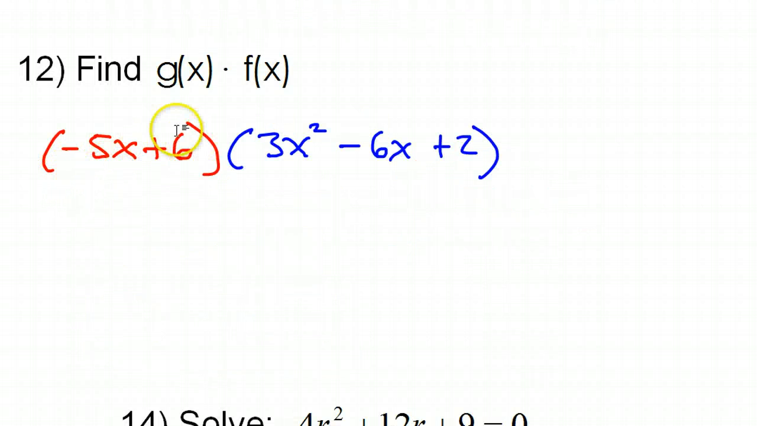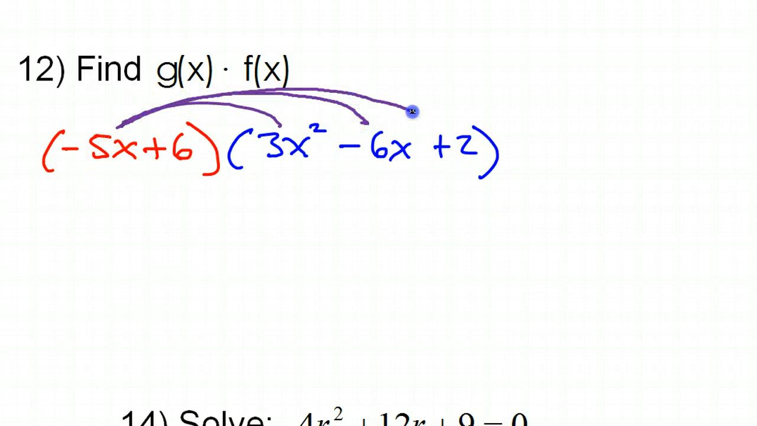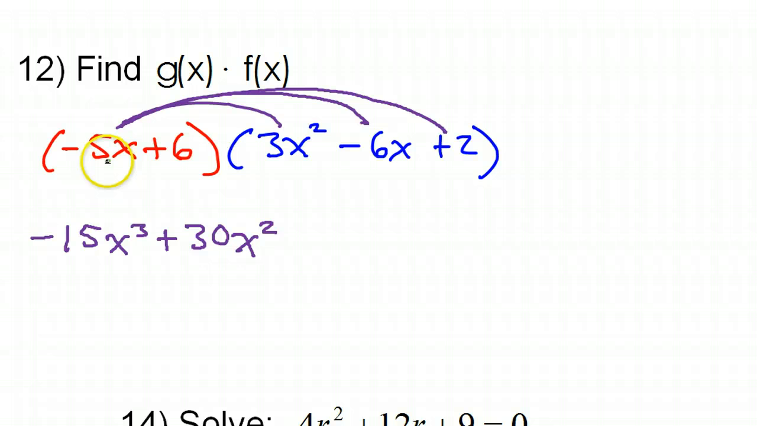Alright, in number 12 we have function g times function f. So here's function g and here's function f, and we're going to multiply. That really just means we are going to do the distributive property twice. So I'm going to start with the negative 5x, and I'm going to multiply that by everything. Negative 5x times 3x squared will make negative 15x to the third power. Then negative 5x times negative 6x is going to make positive 30x squared. Negative 5x times 2 is going to make negative 10x.